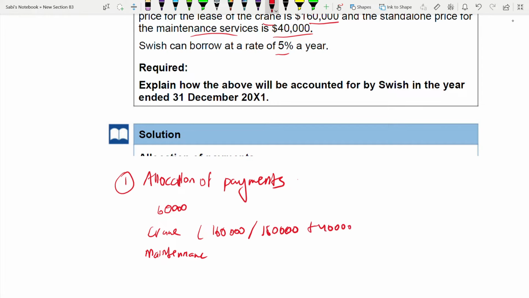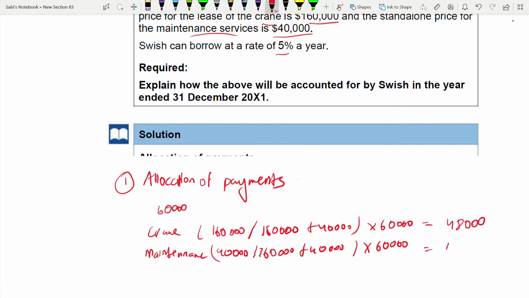So out of total 160 is for crane. And what is the payment? Annual payment is 60,000. Here it is 40,000. The rest remains the same. 160 plus 40,000 and multiplied by 60,000, the annual payment. This is how you find the price. So this is 48 and this is 12,000. Together it should add up to 60,000. That was our whole purpose: out of the 60, how much is for crane, how much is for maintenance, and that we get from the standalone selling prices. Okay, now it's done.